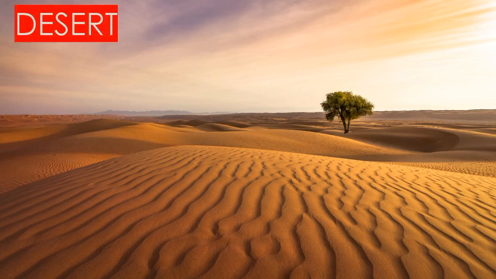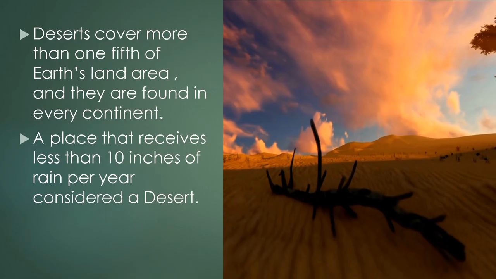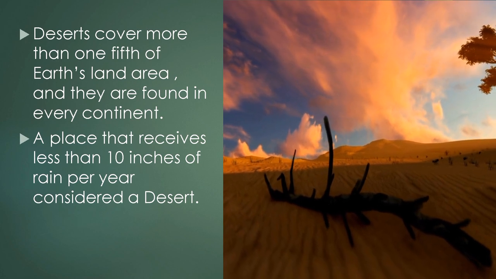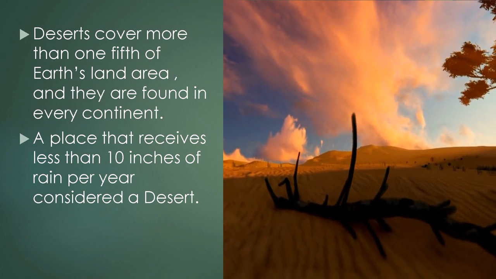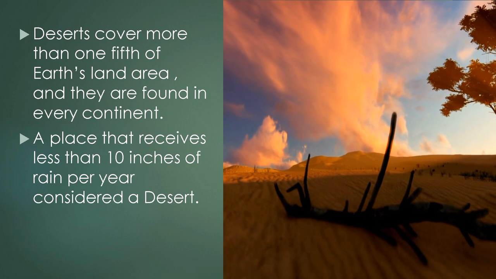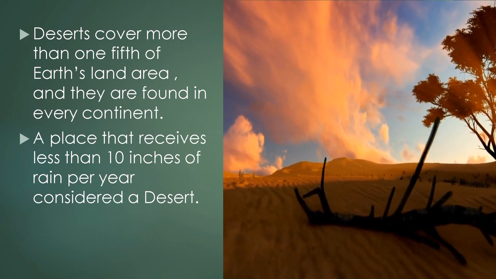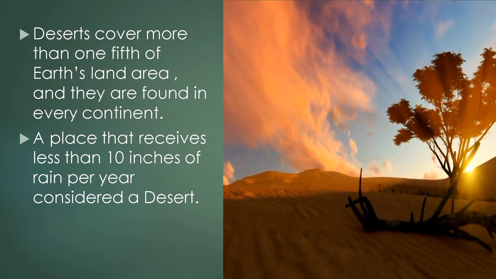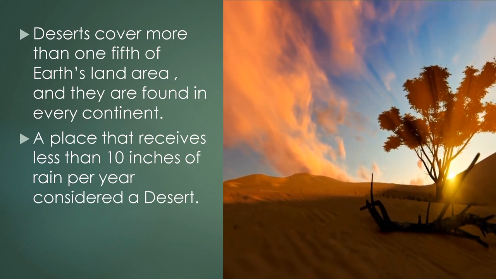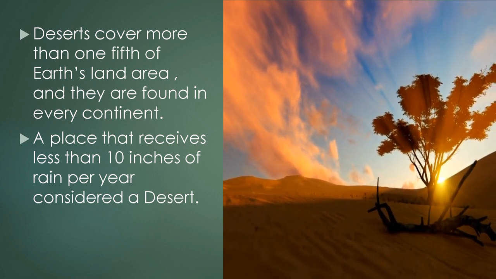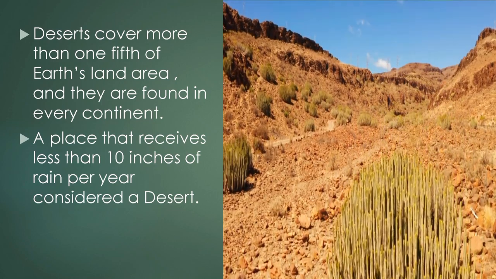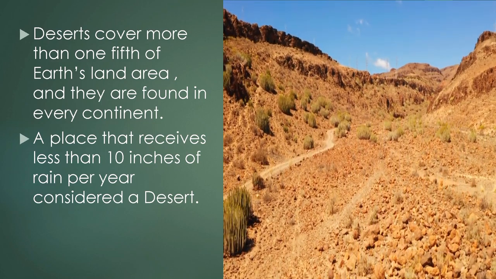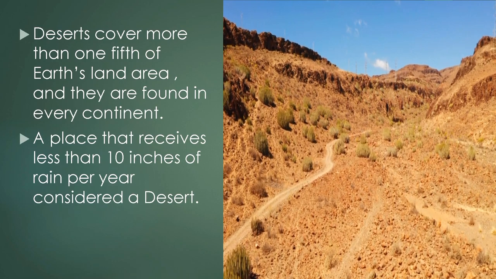Everyone, today we are going to learn about deserts and desert animals. Deserts cover more than one-fifth of Earth's land area, and they are found on every continent. A place that receives less than 10 inches of rain per year is considered a desert.